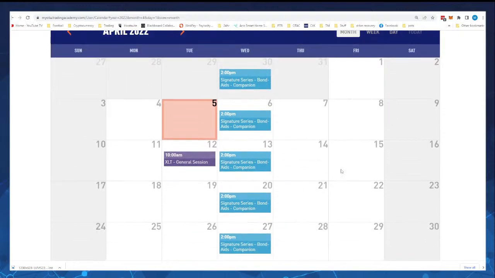So we'll have a weekly session going on, bottom line is what I'm saying in a long-winded way, leading up into the Bond Aid class at the end of May. I have the calendar up here. There is an XLT. Thank you. Yeah, have the calendar up.